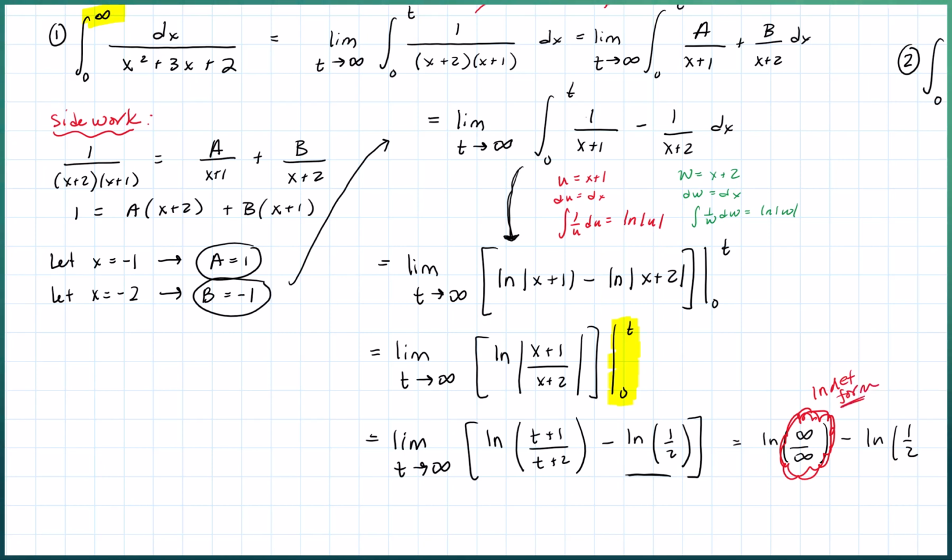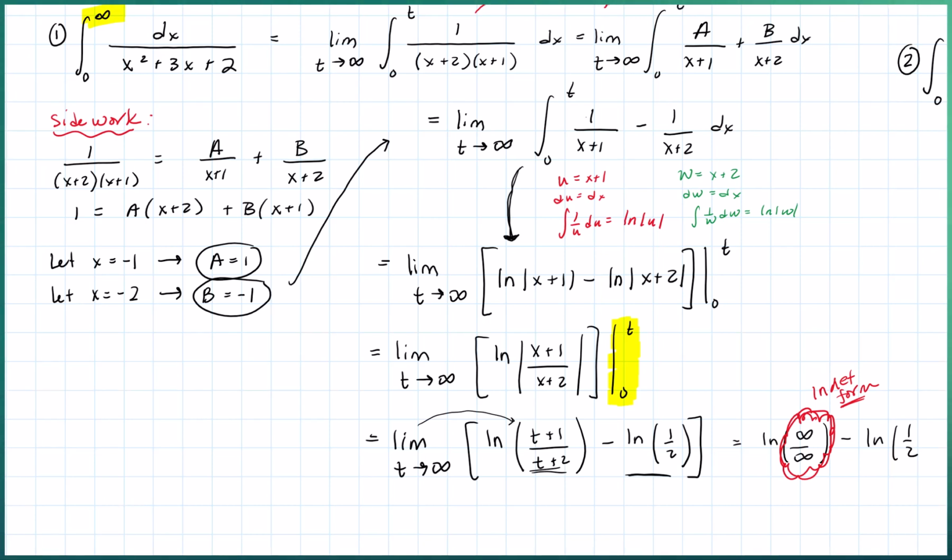Infinity over infinity is an indeterminate form, but we have a way to deal with indeterminate forms. We can bring our limit inside that logarithm and look at that indeterminate form because a natural log function is a continuous function. So our limit can come inside that continuous composition, that composition of continuous functions.